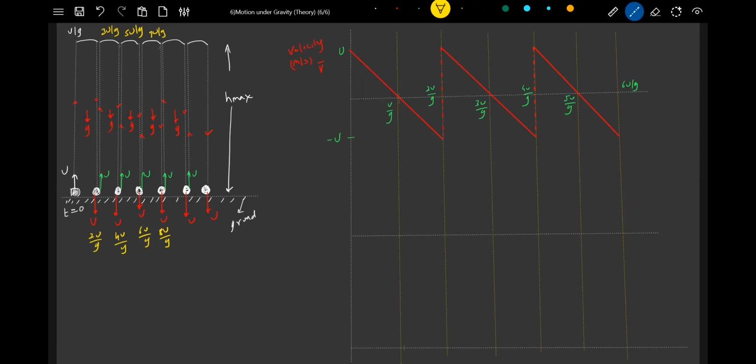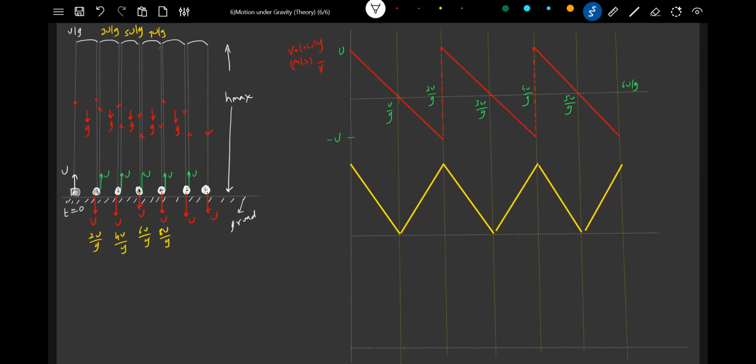speed versus time graph. First, it will undergo retardation, then acceleration, then retardation, then acceleration, retardation, then acceleration. This is speed; speed will just be indicated by v. So this is speed. Okay, what are the times? u by g, 2u by g, 3u by g, 4u by g, 5u by g, 6u by g.